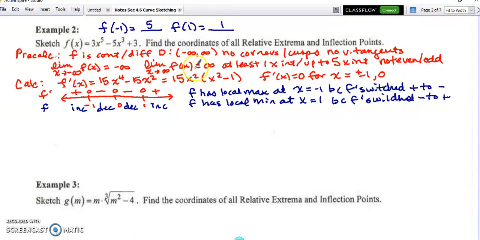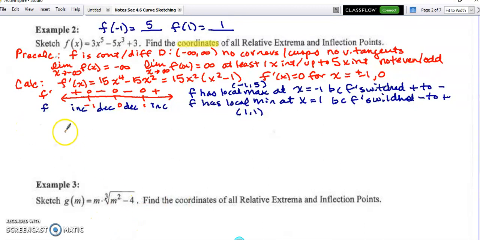So we'll have those coordinates, right, because it does say here that they want us to find the coordinates of the relative maxes and mins. So I have done that now. I know that we have coordinates of negative 1, 5 for the max, and we have coordinates of 1, 1 for the min. So we've satisfied the coordinates of the relative extrema.